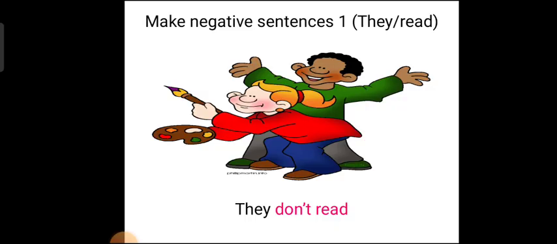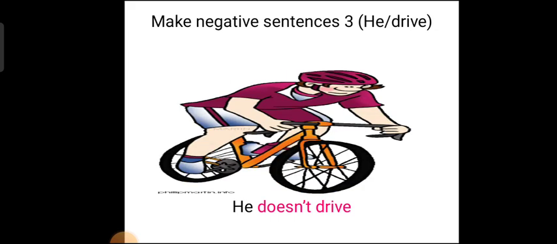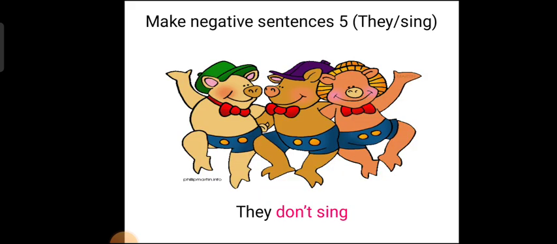Okay, make negative sentences. They don't read. Here I add don't before the verb. She doesn't love. Here with she I use doesn't to make a negative sentence. He doesn't drive. With he I use doesn't also. He doesn't work. They don't sing.